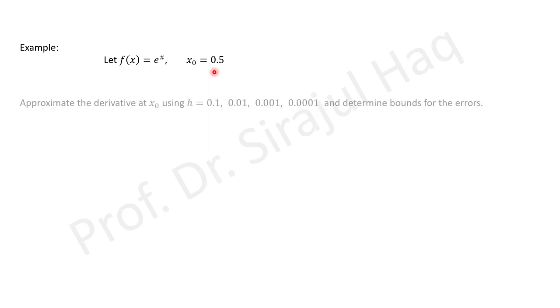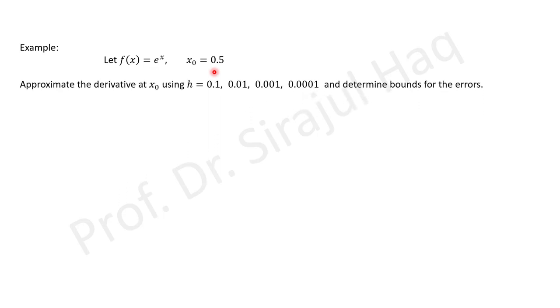Let us consider an example. We are given a function f of x is equal to e raised to the power x, and x naught is given to you, and the question is, find the derivatives at x naught when h is equal to 0.1, 0.01, 0.001 and 0.0001, and also determine bounds for the errors.